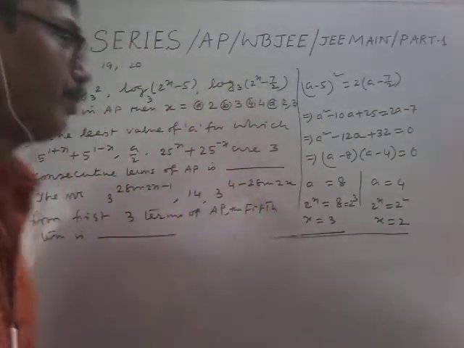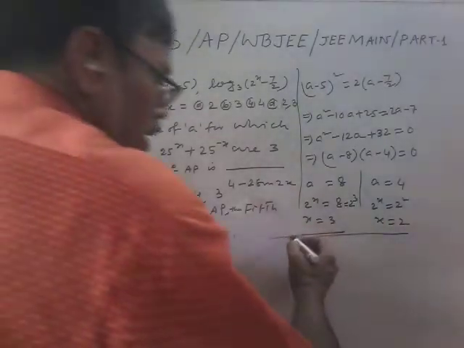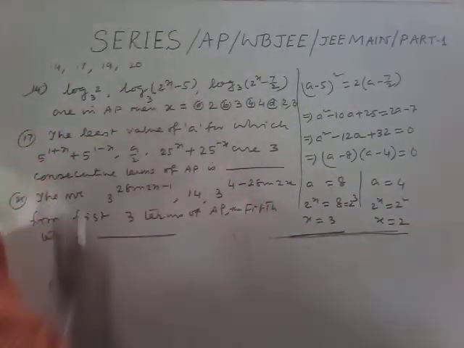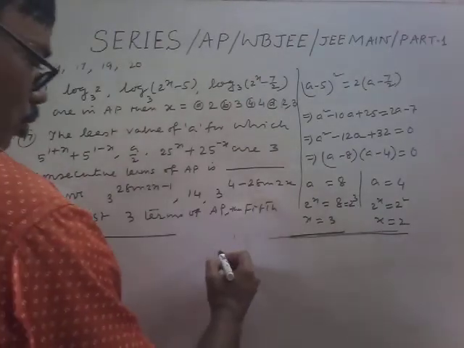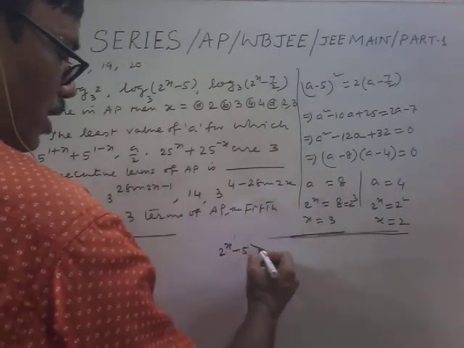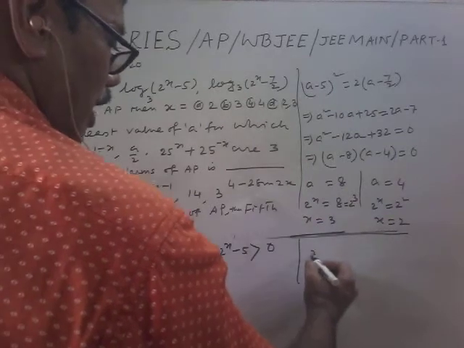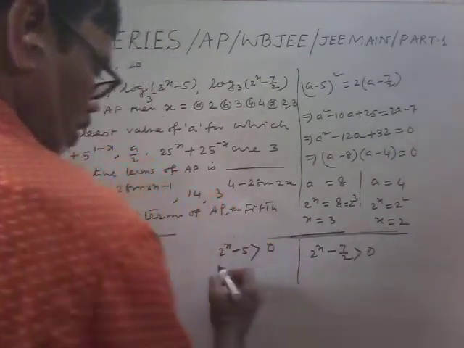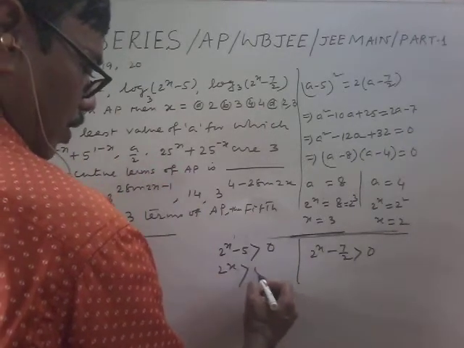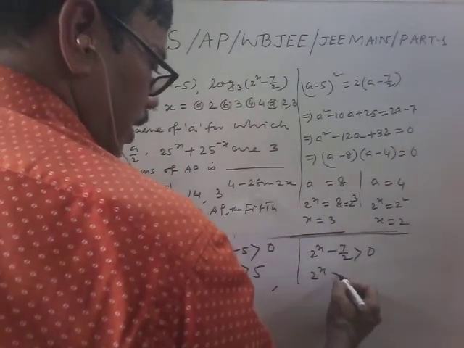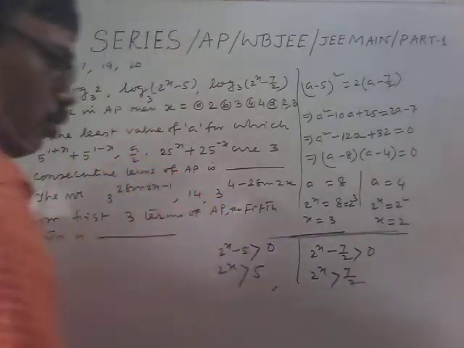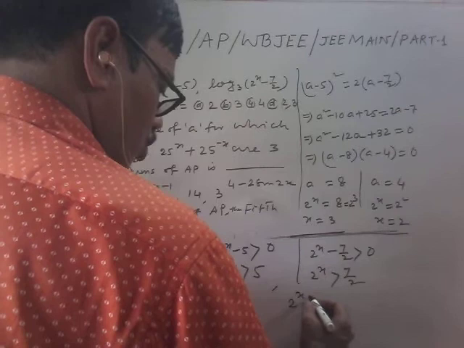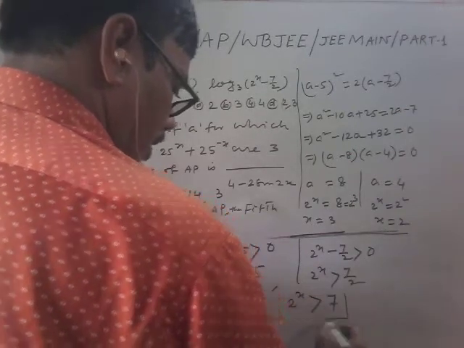Now listen, this step to be noted. Log is defined when its argument is greater than 0. So what is our condition? 2 to the power x minus 5 greater than 0 and 2 to the power x minus 7 by 2 greater than 0. So 2 to the power x greater than 5. Here 2 to the power x greater than 7 by 2. So what is the common condition? Common condition is 2 to the power x greater than 5.